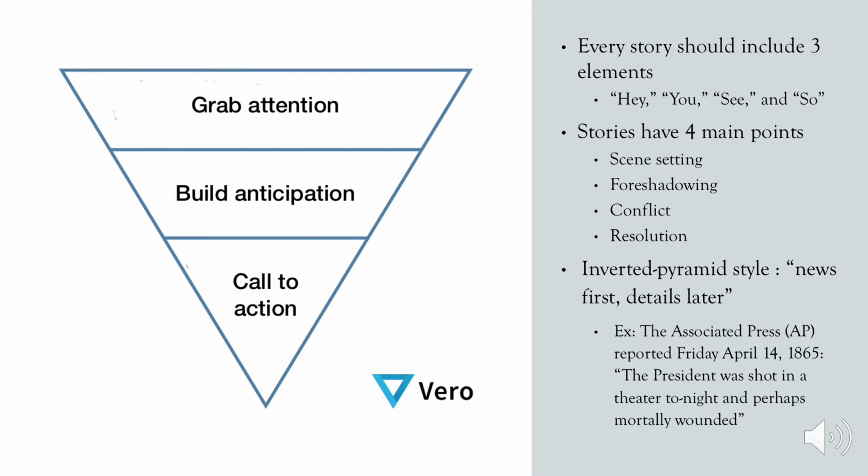Dodson says his stories have 4 main points: setting the scene, foreshadowing what is to come, establishing a conflict, and resolving that conflict. One form of news writing is inverted pyramid style. This establishes news first, details later. A good example of this is the Associated Press reported Friday, April 14, 1865. The president was shot in a theater tonight and perhaps mortally wounded. This is a tactic used so that you are not wasting the reader's time and instead getting straight to the point.